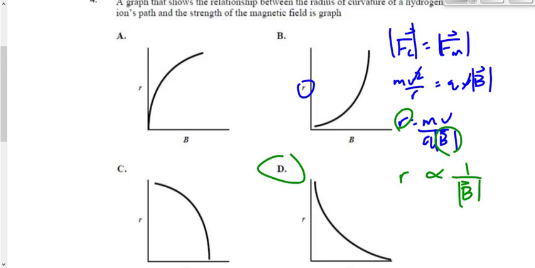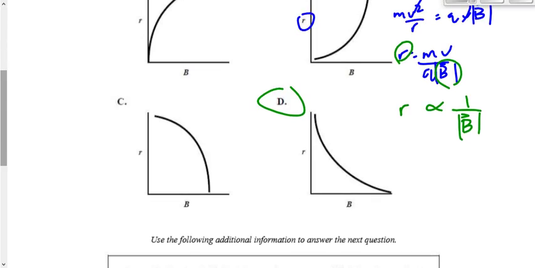C, I could see you picking that, because as B goes up, R is going down. But when we have a 1 over x or 1 over x squared, either one of those will give us a shape that looks like D. Those shapes would be slightly different, but you wouldn't be able to distinguish them just by looking at them. They would look the same. Okay, so 1 over x or 1 over x squared is going to give me D. You're never going to get one that's C. Okay, you'll never get one in Physics 30 that's C.